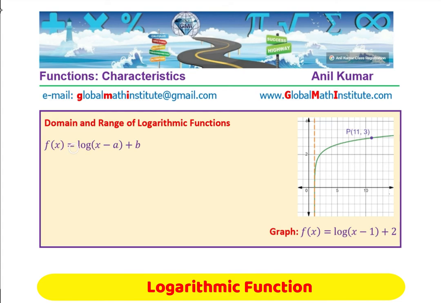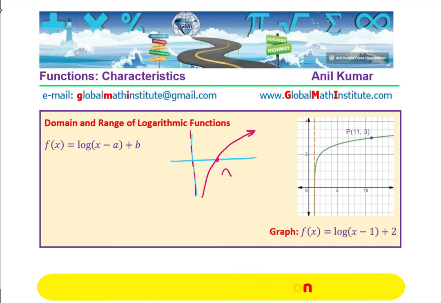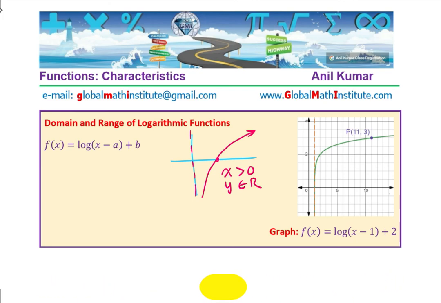f of x is log of x minus a, plus b. Now, exactly similar rules are being followed. Log functions, for the benefit of some students, let me say, will look like this, right? So this is normally at 1, and we have a vertical asymptote here, right? So in this case, the domain is restricted. So x is greater than 0, but as far as y is concerned, it belongs to all real numbers.